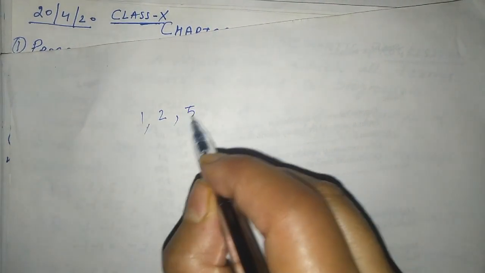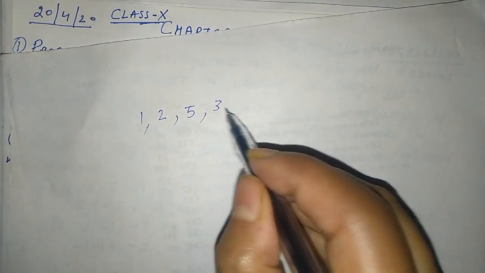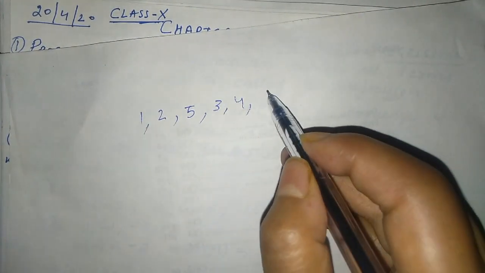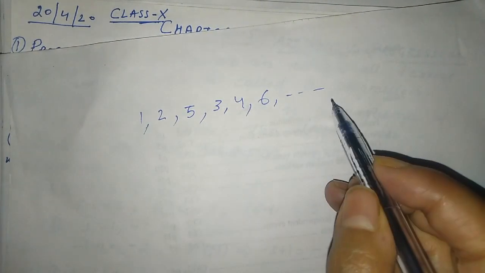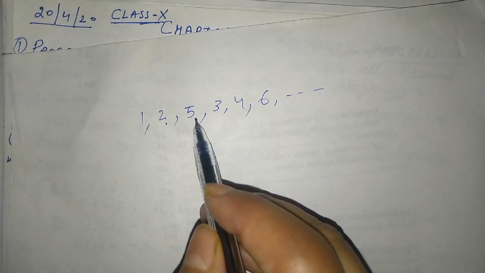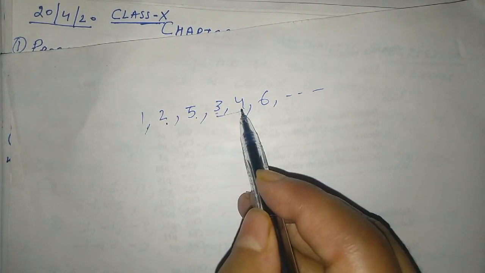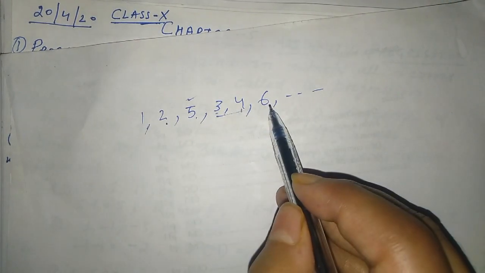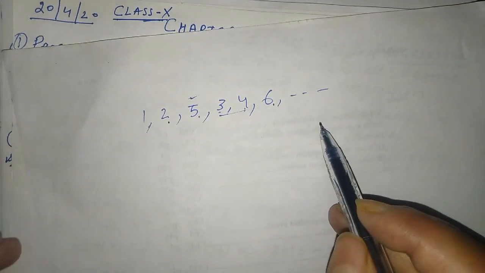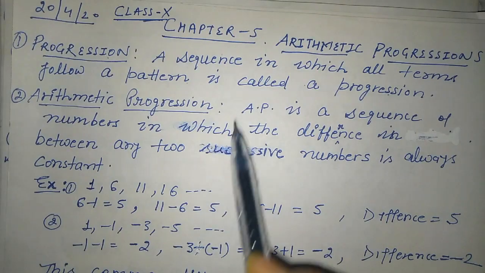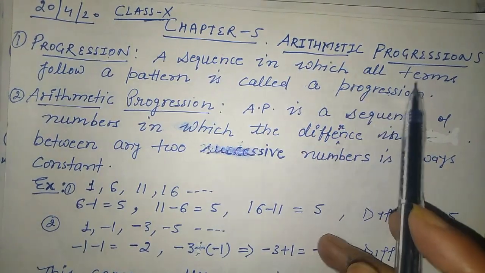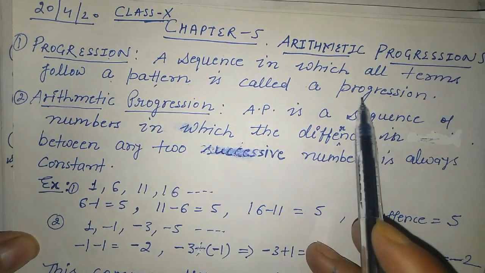We can take an example here. Suppose we have the number 1, then we take the next number as 2, and the next number can be 3, 4, and suppose the next is 5 and then 6. So it is following a pattern. A sequence in which all terms follow a pattern is called a progression.